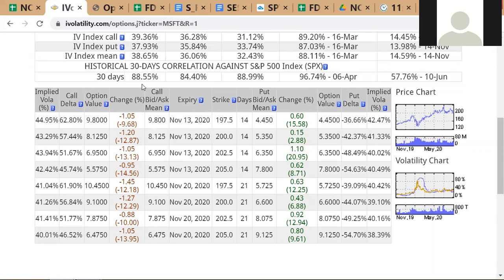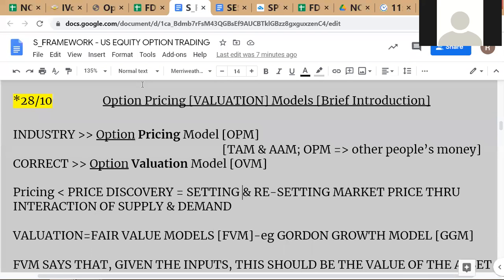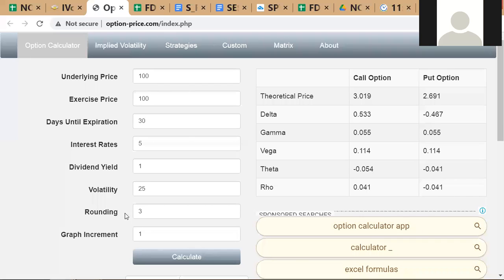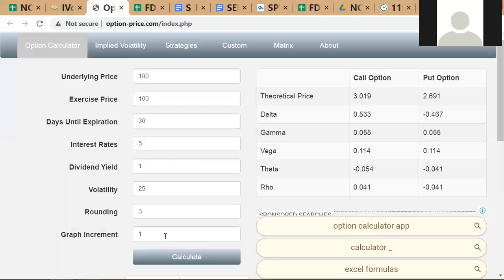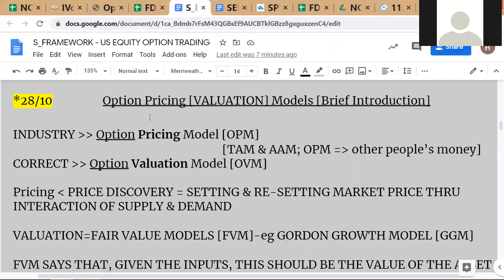So the point I'm trying to emphasize here is that this kind of stuff is actually not a pricing model. It's actually a fair value model or a valuation model. And the reason I say that is because you don't need a model to price the option. The pricing of the option is being done in the market for that option through the interaction of buyers and sellers. Okay, so this is actually wrong terminology which industry uses, academia also uses, because they're not sufficiently careful about the distinction between price and value.